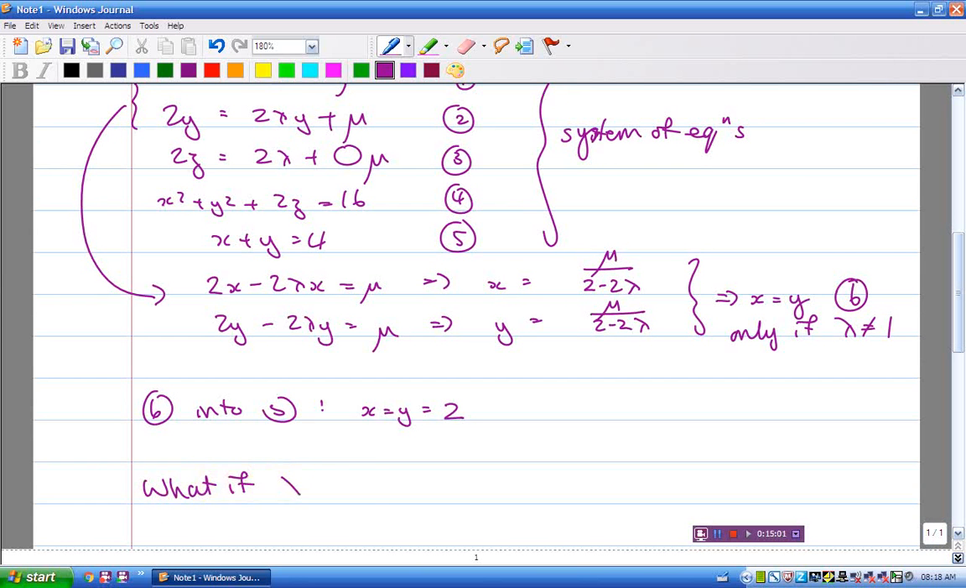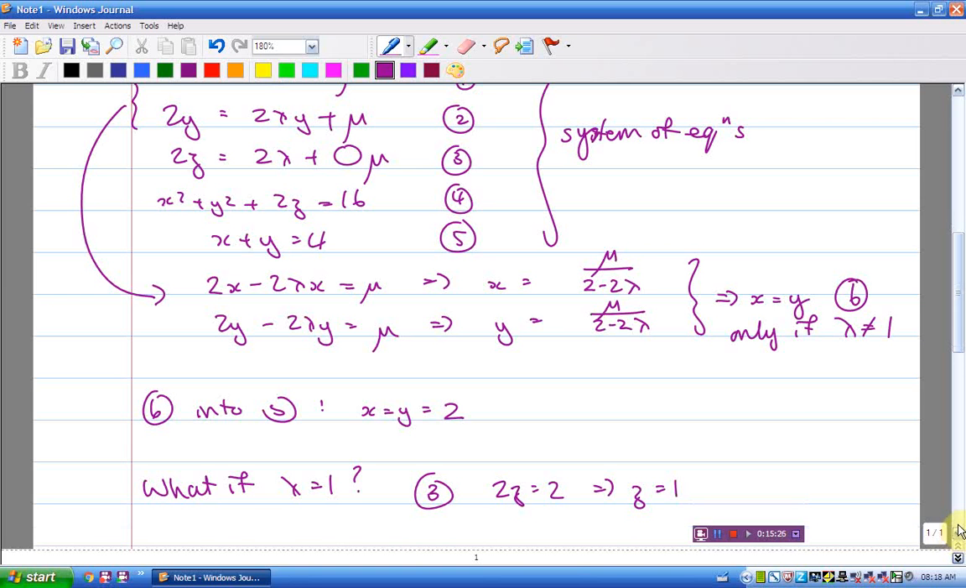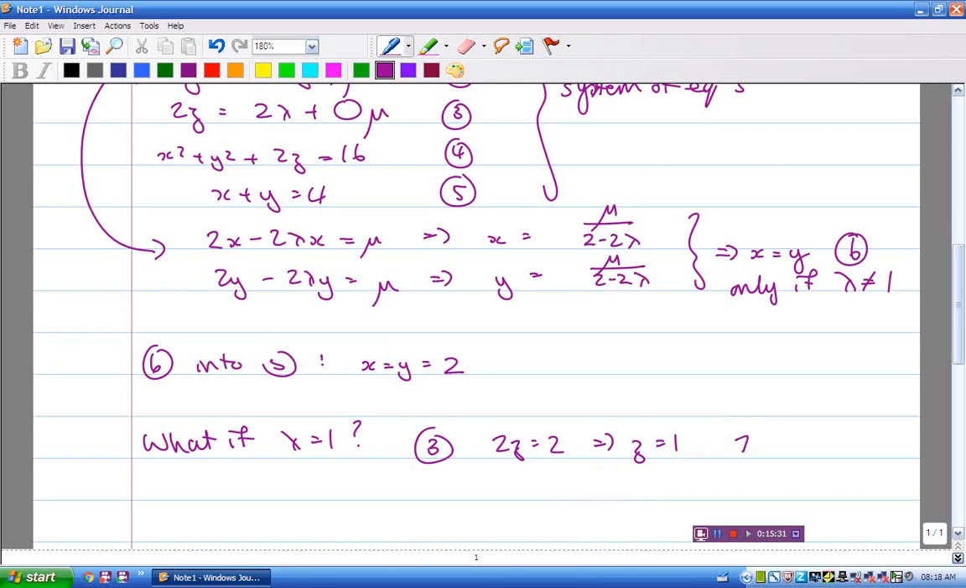What if lambda equals 1? Then let's have a look. What do I have? If lambda equals 1, look at equation 3. Equation 3, which says 2z equals 2, which implies that z equals 1. Okay. If z equals 1, let me call that result 7.